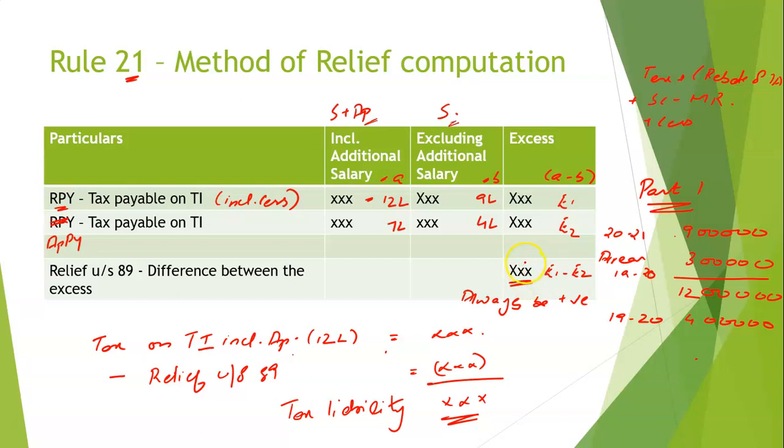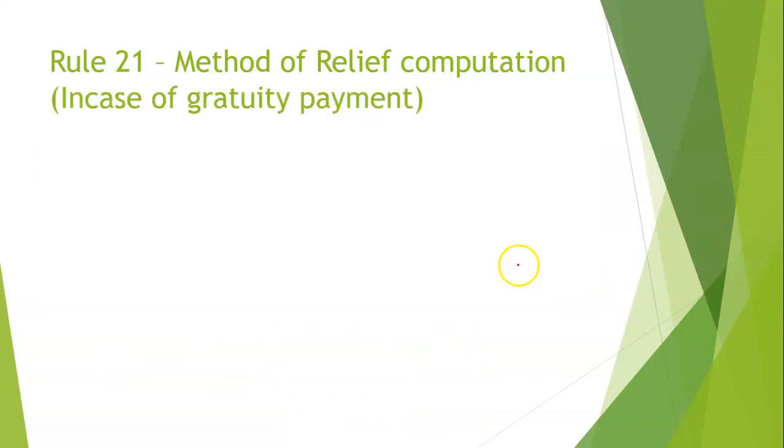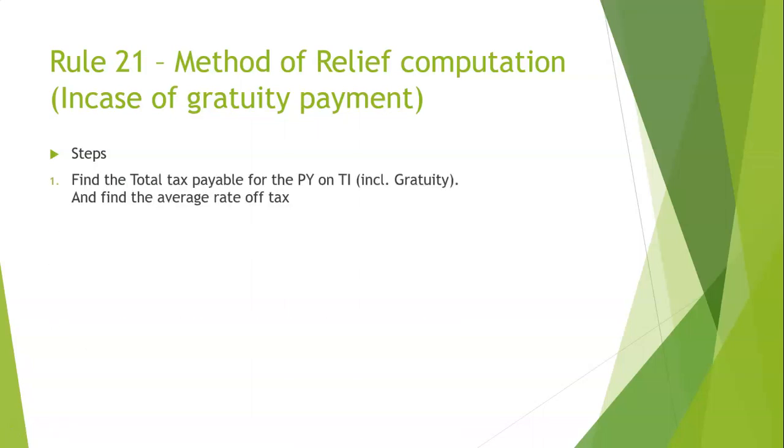Now let's see how to compute part 2, or how to compute relief when the assessee receives gratuity. Now there are multiple steps involved here, and I'll just read through the steps for now for this slide, and the next slide I'll explain everything. Step 1. Find the total tax payable for the previous year on total income including gratuity. So find tax on salary plus additional payment. Here additional payment is gratuity. So find tax on salary plus gratuity for the relevant previous year.